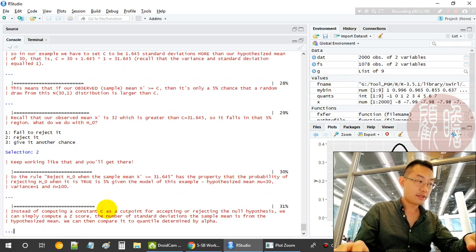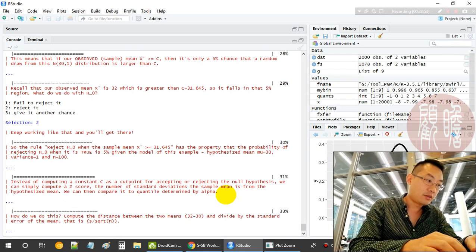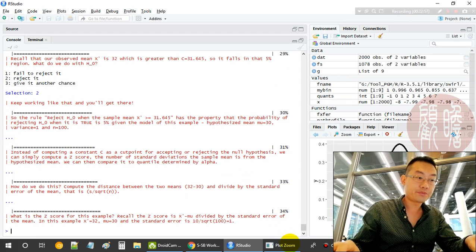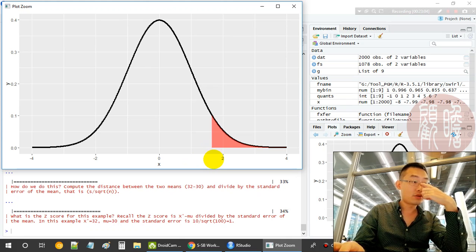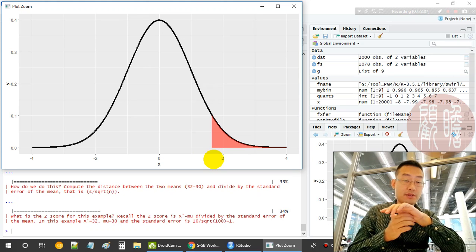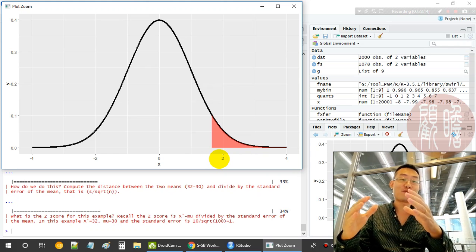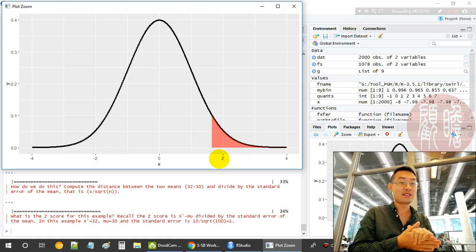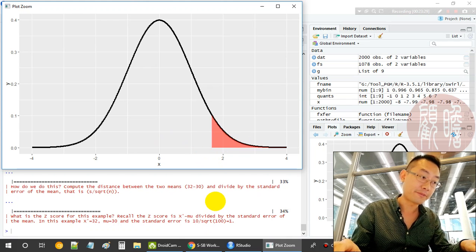Instead of computing a constant c as a cut point for accepting or rejecting, we can simply compute a z-score, a number of standard deviations from the hypothesis mean. So this is a reverse way of doing it. Earlier we used 1.64 standard deviations to calculate the constant c value, which is around 31.6. Now we do the reverse: we shift and transform the sample's distribution back to calculate its corresponding z-score in this z distribution and find out whether the z-score is to the left or the right of the cutoff line.